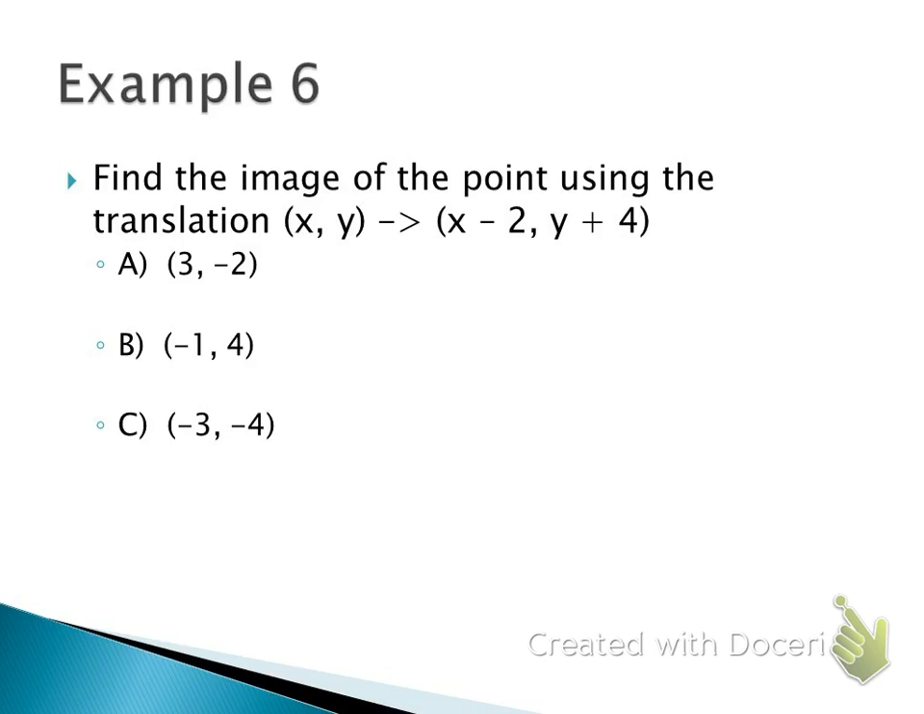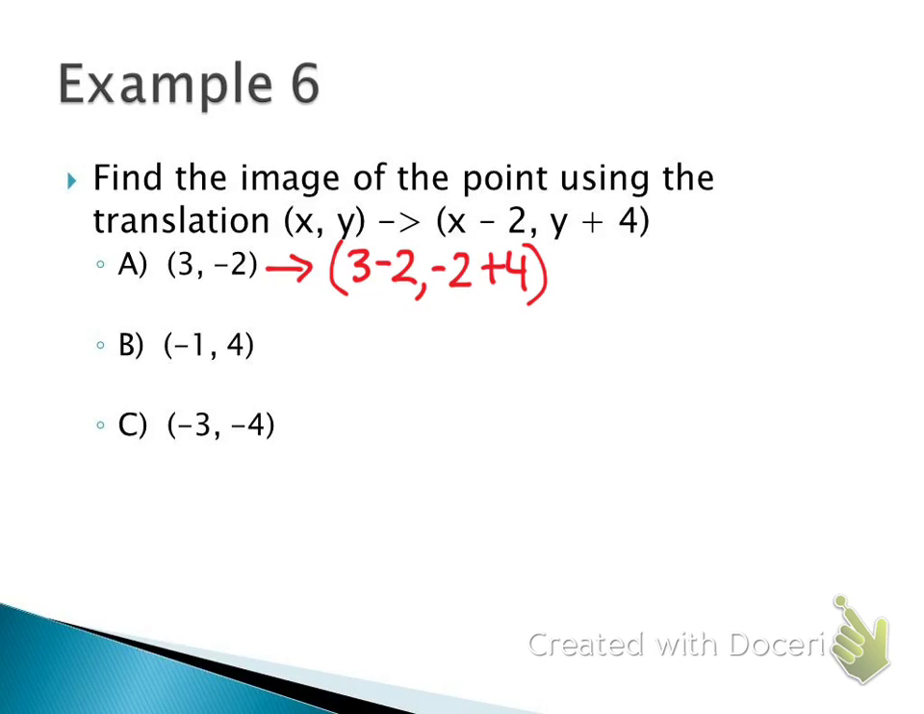On example 6, we are finding the image of the points using the translation x comma y goes to x minus 2, y plus 4. If this is our translation, what's happening to the number 3 in part A? We're going to subtract how much? 2. It says x minus 2. 3 is our x coordinate. So that means this is going to become 3 minus 2, comma, what's happening to the negative 2? We're going to add 4.